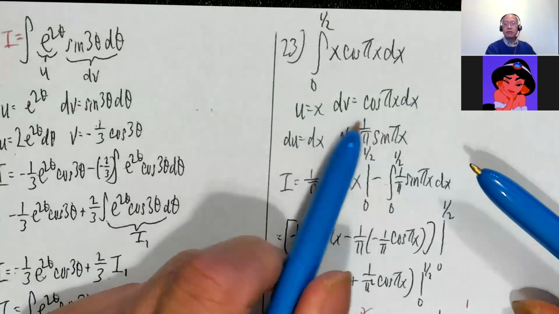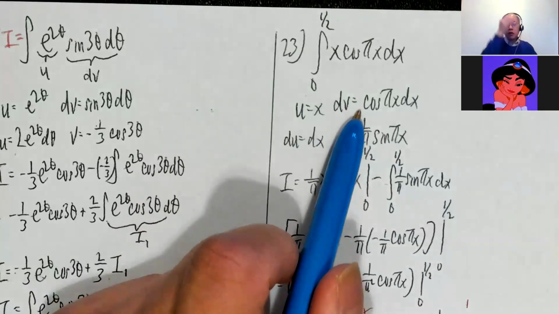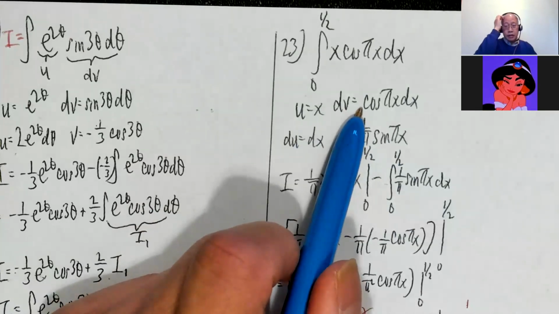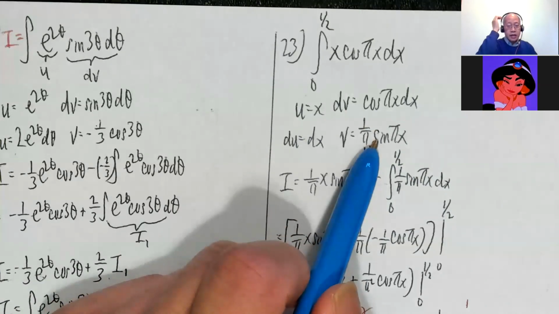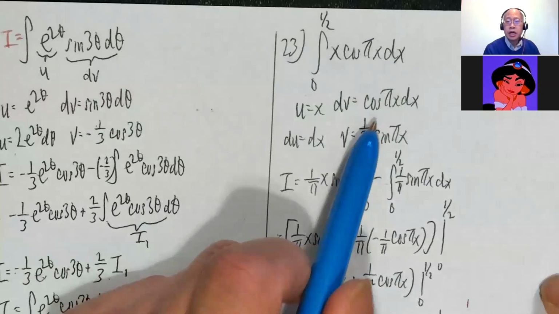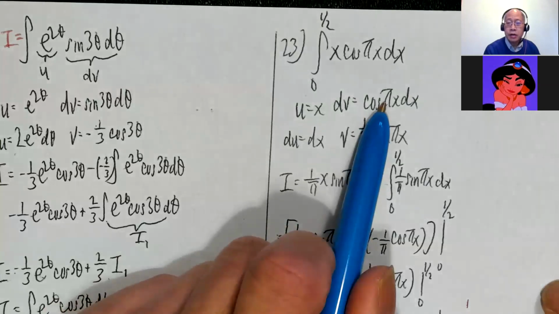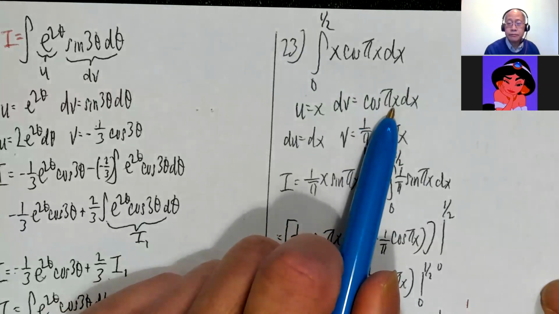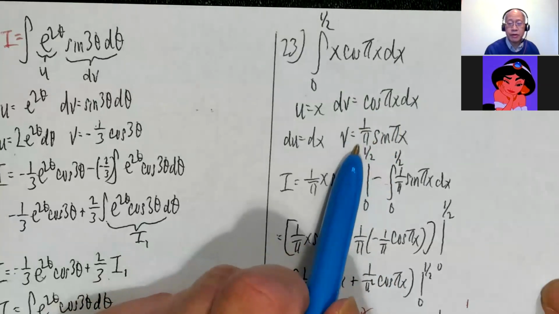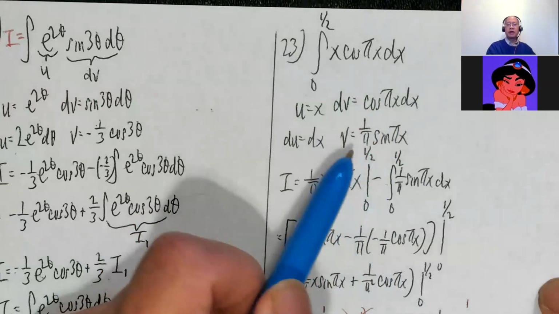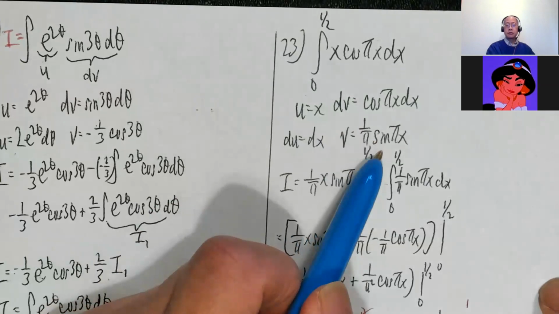Okay, v, again, chain rule inverse. Integral of cosine is sine. And then again, chain rule in reverse: if I were to differentiate, from calc 1, right here, I would multiply by pi. So what happens when I integrate? Multiply by 1 over pi. So v is 1 over pi sine of pi x.